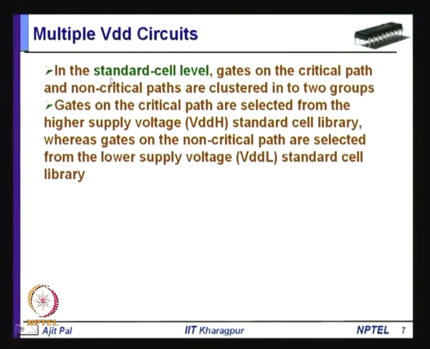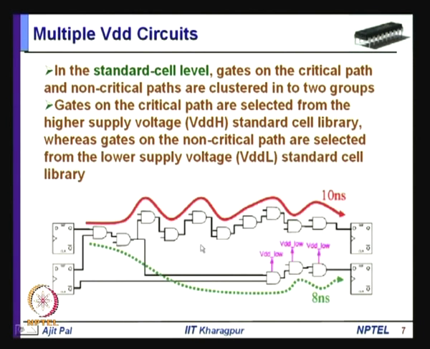Now, coming to standard cell level, as you know, you can have gates on the critical path, and also there can be gates on the non critical path. As you can see in this diagram, the critical path is shown by the red line, and the critical path delay is 10 nanosecond. On the other hand, the green line is showing the non critical path. These gates are on the non critical path.